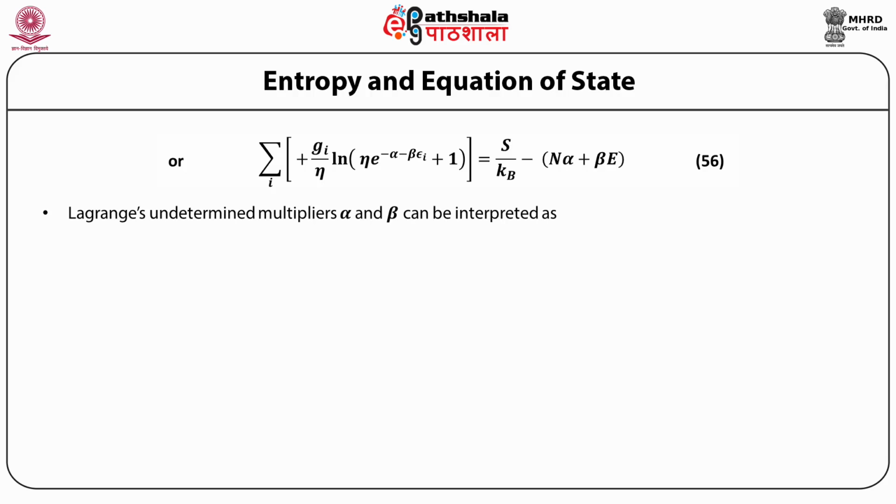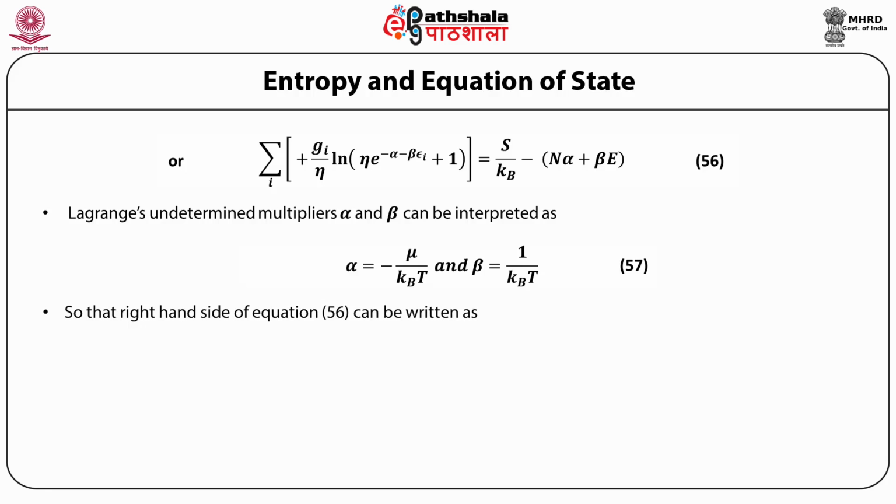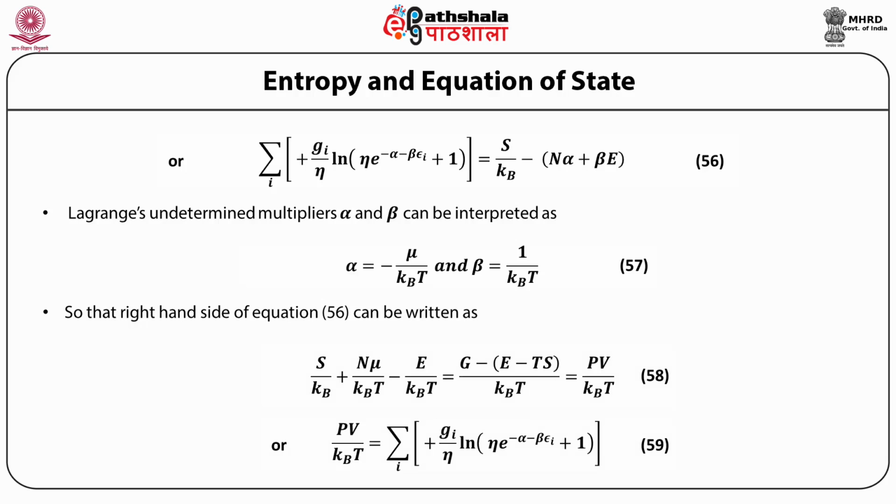Lagrange's undetermined multipliers α and β can be interpreted as α = −μ/kBT and β = 1/kBT, so that the right hand side of equation 56 can be written as S/kB + nμ/kBT − E/kBT, which is equal to (G = E − TS − μn, so) −G/kBT, or PV/kBT is equal to summation over i of (gi/η) log(η e^(−α−βεi) + 1).